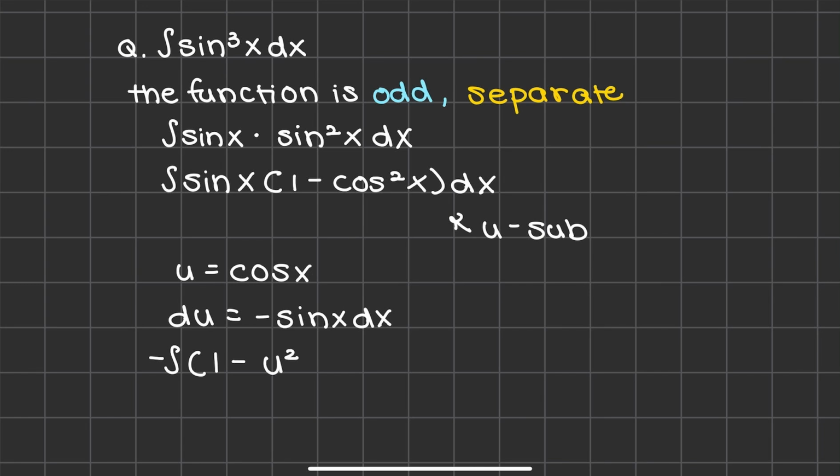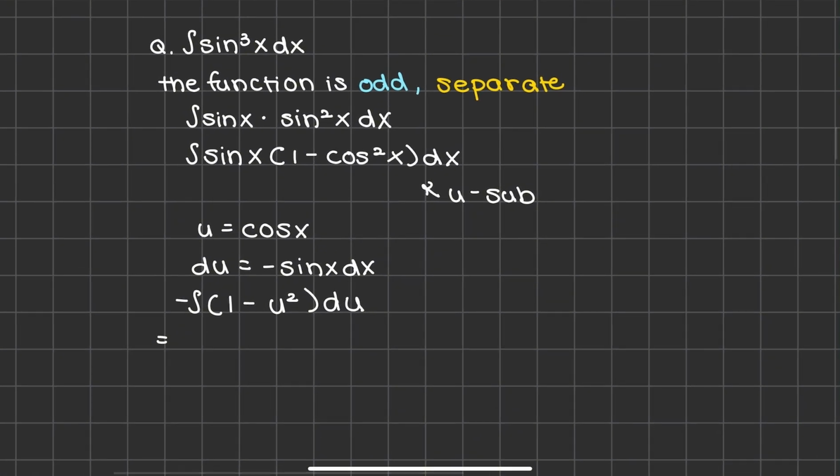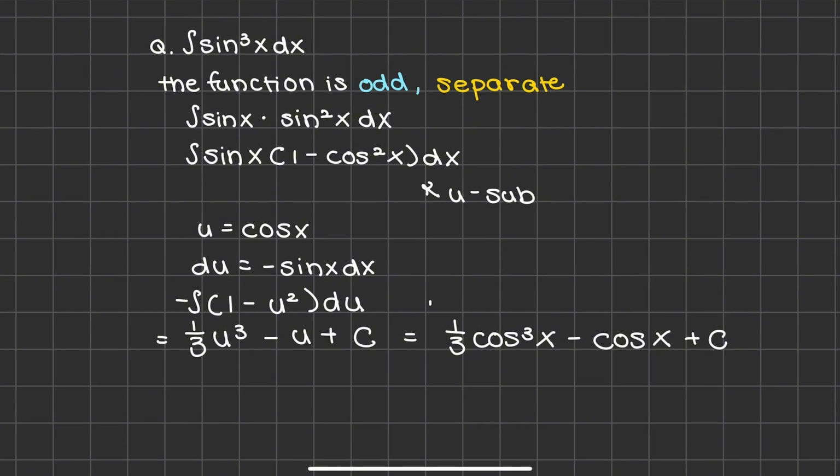1 minus u squared. After that, we can just remove the integration. So now we have 1 over 3 u cubed minus u plus c. And after that, we can replace the u back. So 1 over 3 cosine cubed x minus cosine x plus c. And that's your answer.